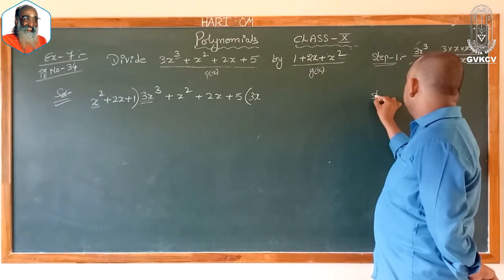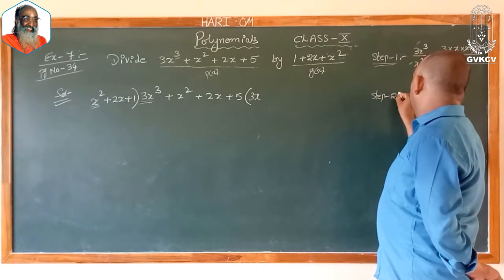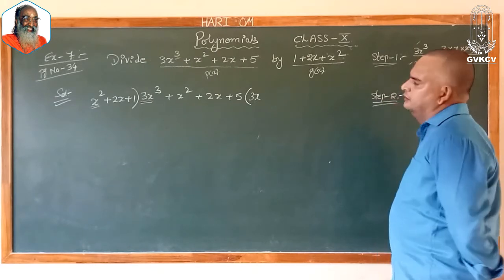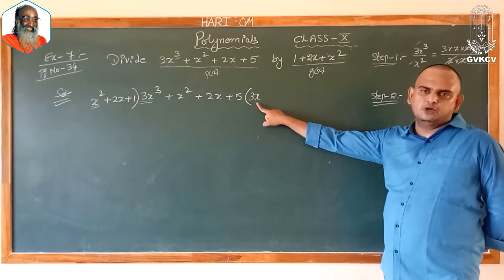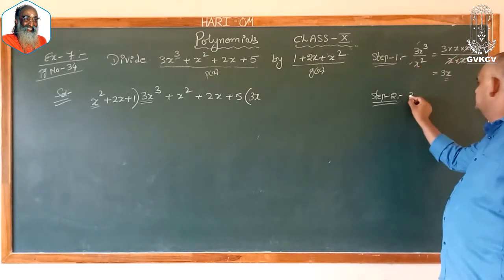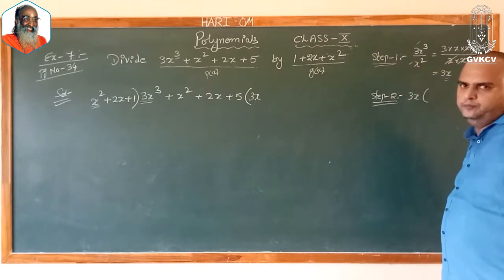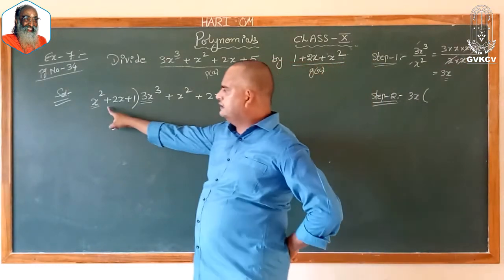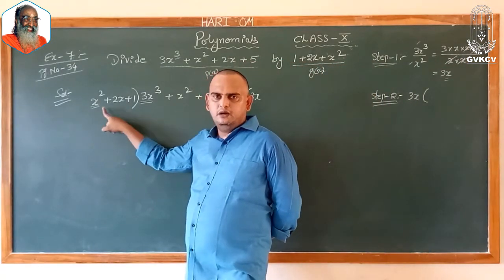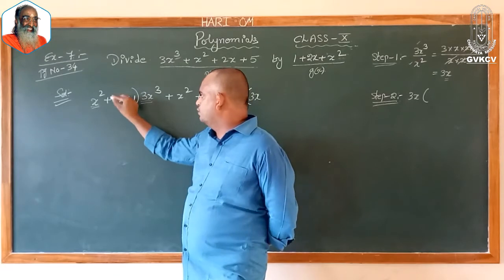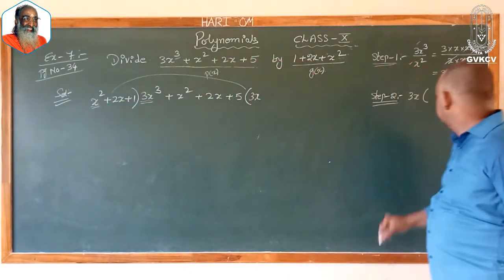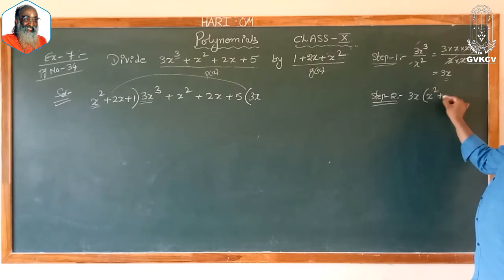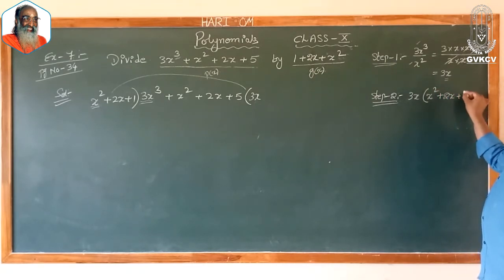Now, step 2. What we have to do? Now, what is the quotient we have? 3x. 3x into the divisor. What is the divisor we have? x squared plus 2x plus 1. The divisor and the quotient we should multiply. So x squared plus 2x plus 1.